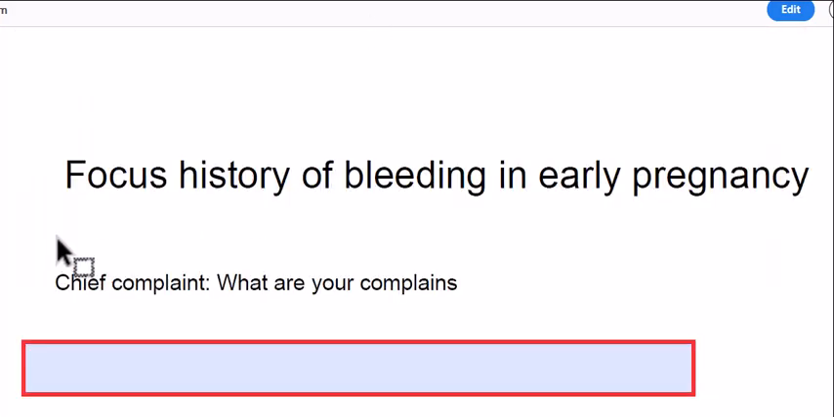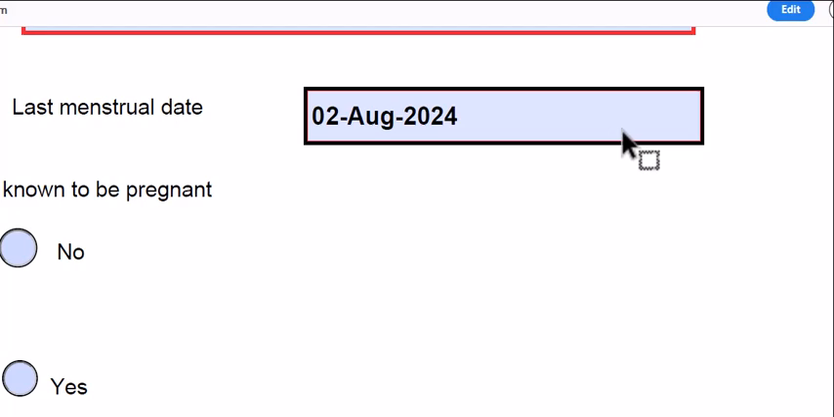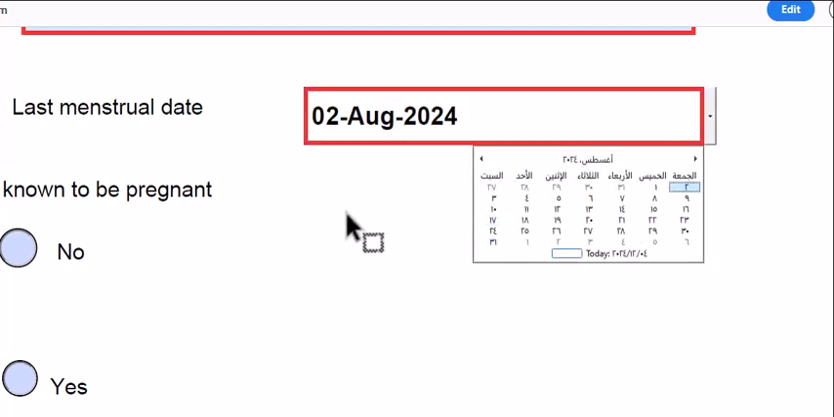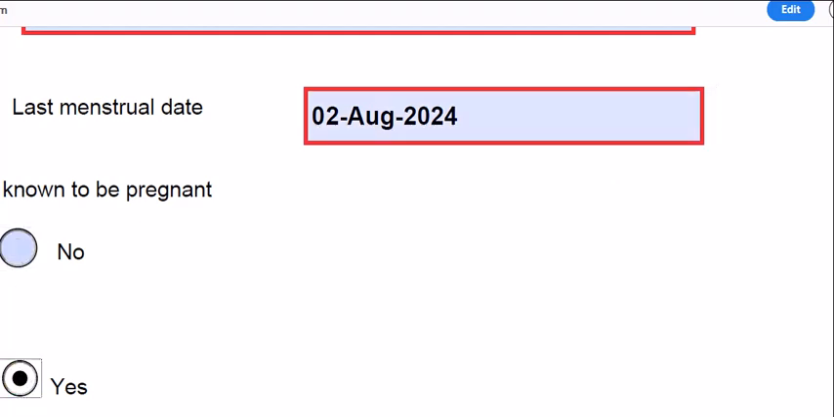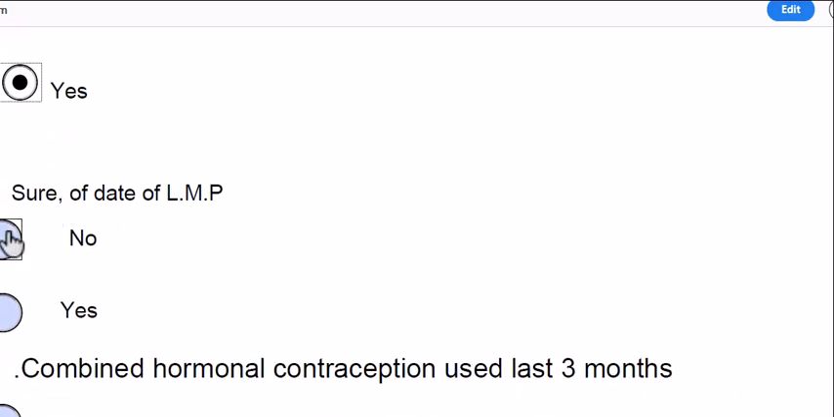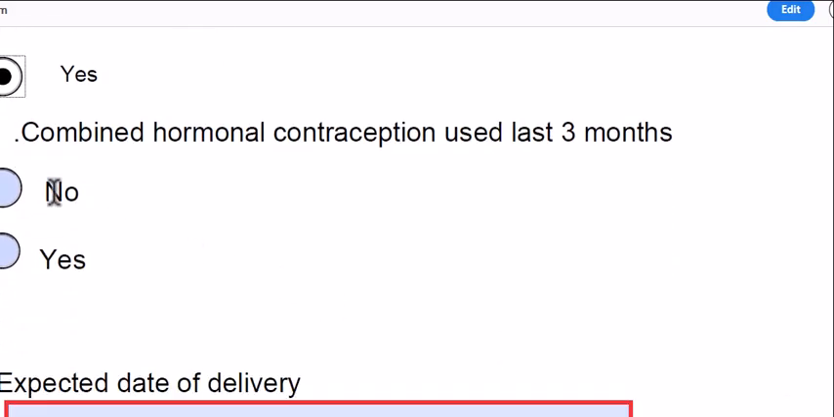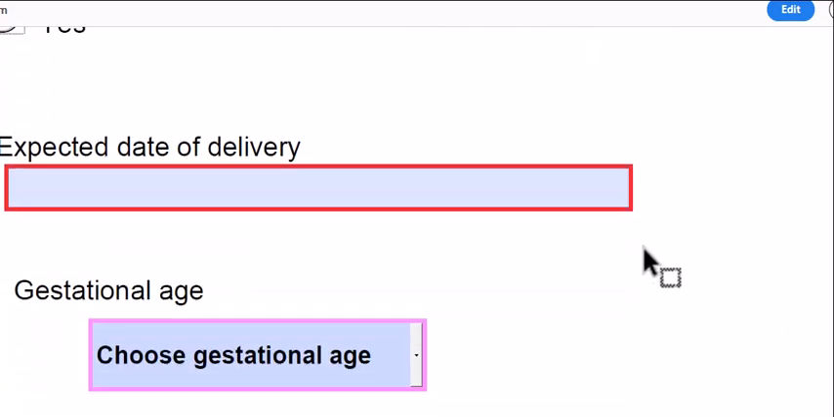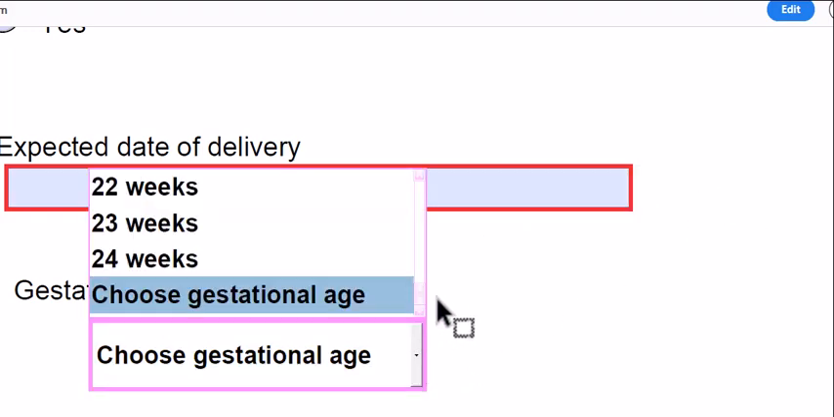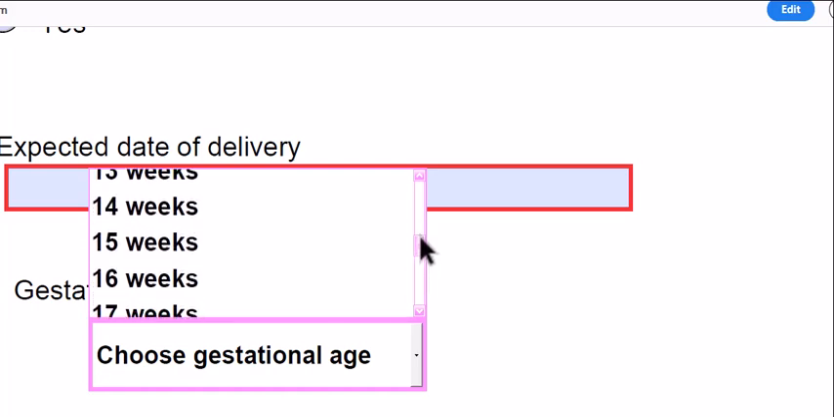I want to start with the focused history for bleeding in early pregnancy. What is the chief complaint when the patient has this bleeding, and what is the last menstrual date? We are going to determine when the patient knew she was pregnant. If she knows, is she sure of the last menstrual date or not, and was she using hormonal contraception regularly for the last 3 months or not. And then we can calculate the expected date of delivery, and then we can calculate how many weeks pregnant the patient is now.